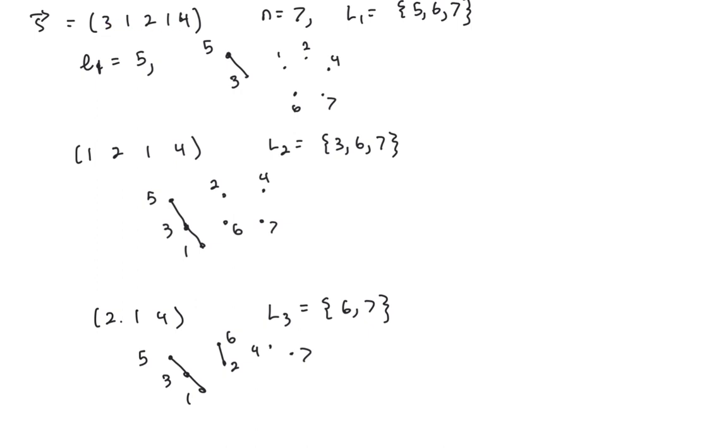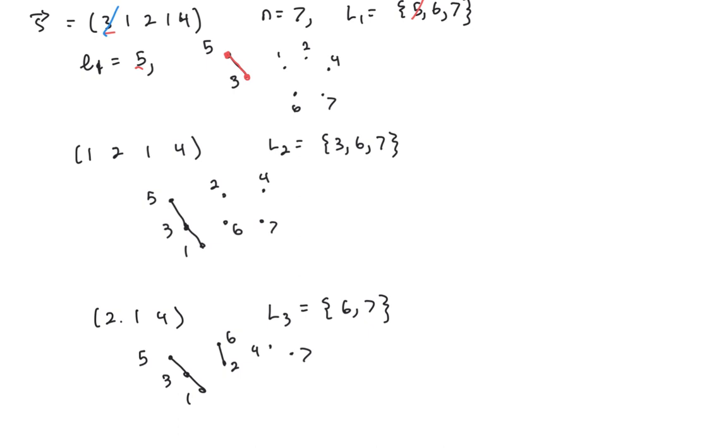Suppose this is my sequence. Since it has length 5, and the length of the sequence is n minus 2, I know I need 5 plus 2 vertices. So n is actually equal to 7. I look at the list of numbers and I see 5, 6, and 7 are missing. So there's my set of potential leaves. 5 is the smallest number here. So I remove it. That's my new leaf. I look at the first entry in the sequence. It's a 3. And so I connect vertex 5 to vertex 3. And then I remove the 3 from my sequence and I look at what's left.